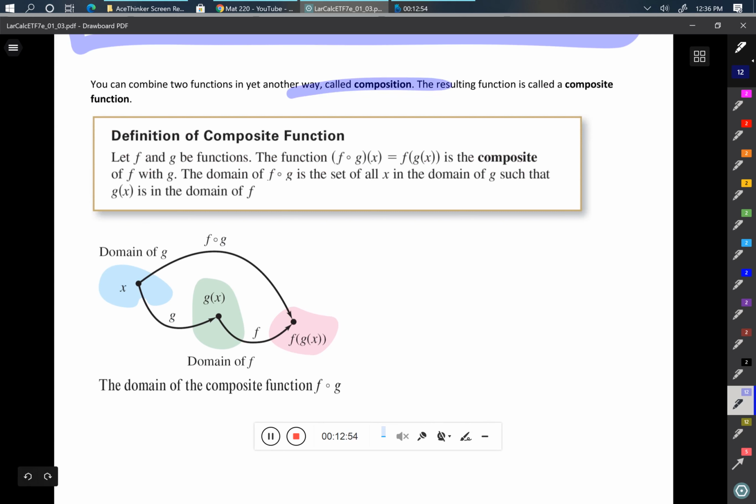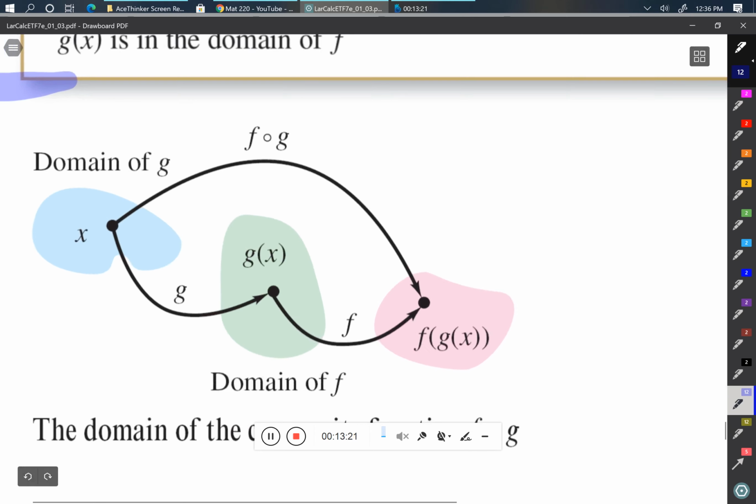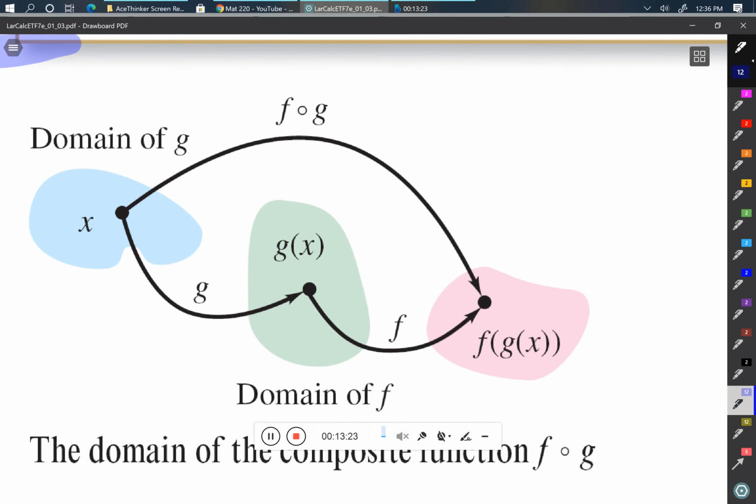Okay. The interesting way to combine two functions is to use composition. Do you remember composition from your algebra class? When you do composition, the result is called a composite function. Now, towards the end of the semester, about halfway through, maybe a third of the way through, the idea of composite functions is going to come back and bite us. So we really need to be able to identify when a function is a composite function. Okay? Now, this is the definition. I'm going to come back to the definition. I'm going to look at this drawing first, because I think this gives you a better visual.